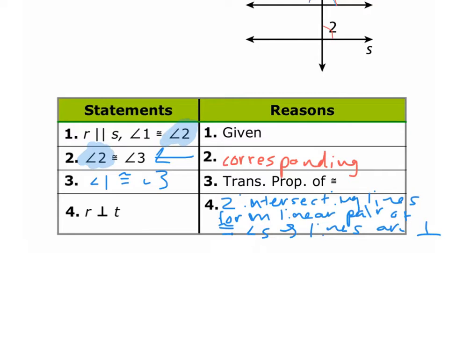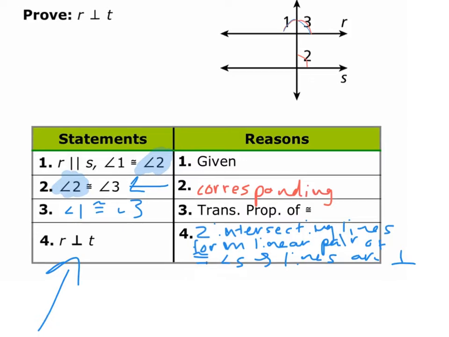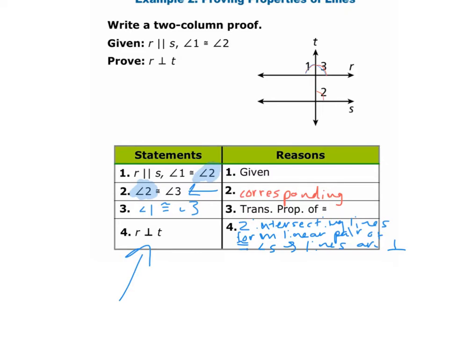So if we go back to the page before, it says we came up with that the lines are perpendicular because the two intersecting lines form a linear pair of congruent angles. On your quiz, we're not going to have any proofs, so you won't have anything like this. But it's just good for you to know, and you'll have questions like this in the homework. Okay, let's look at the next one.